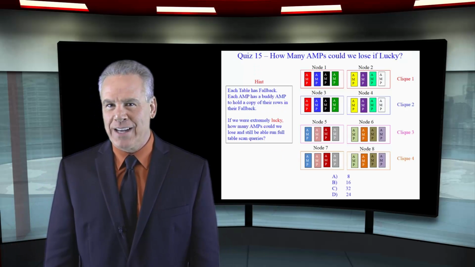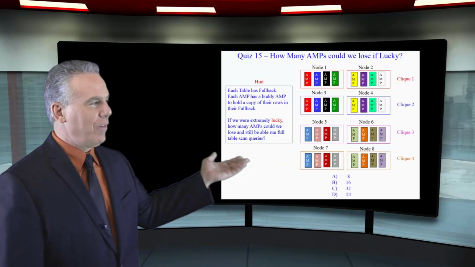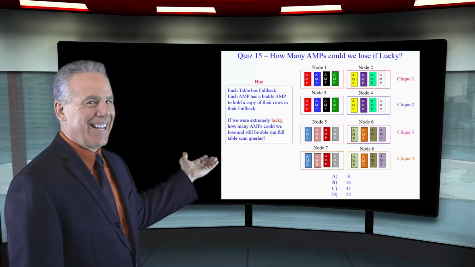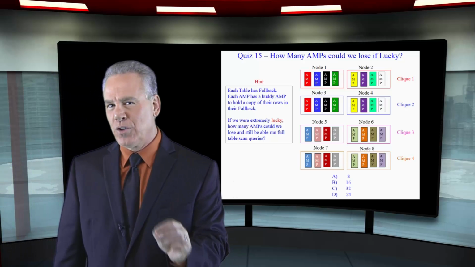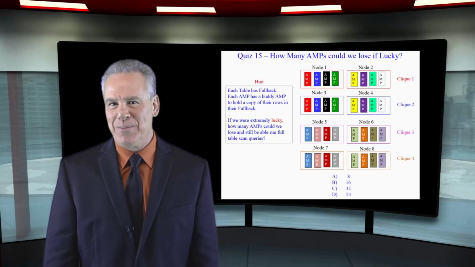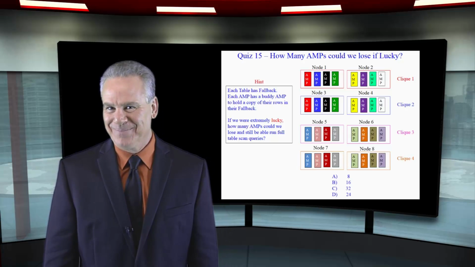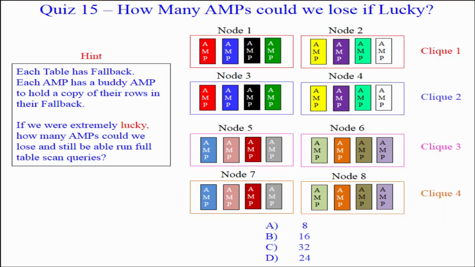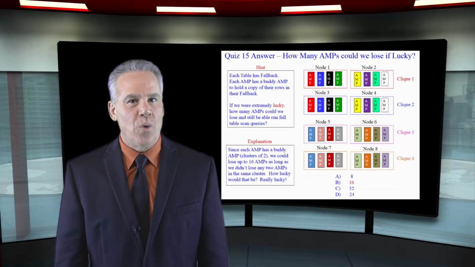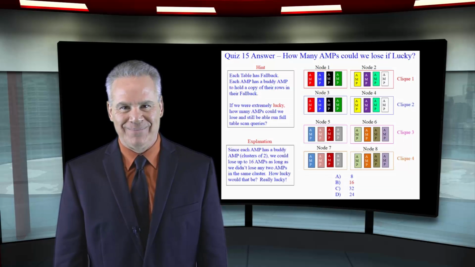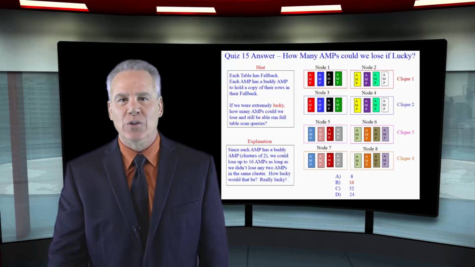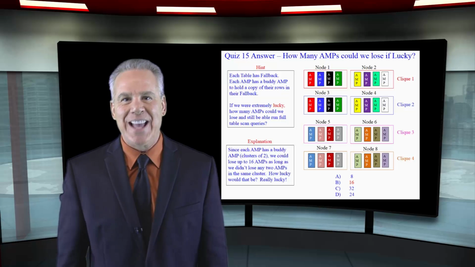We have fallback protected our tables. As you can see here, we've got our 32 amps in 16 clusters. How many amps could we lose if we were extremely lucky? Maximum. If we lost 1 amp in every cluster, miracle, we could lose up to 16 amps and still be okay.